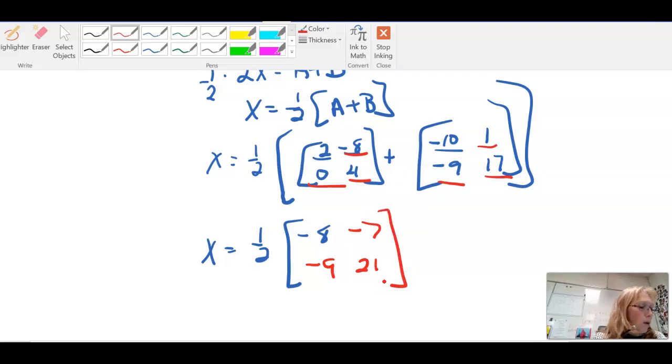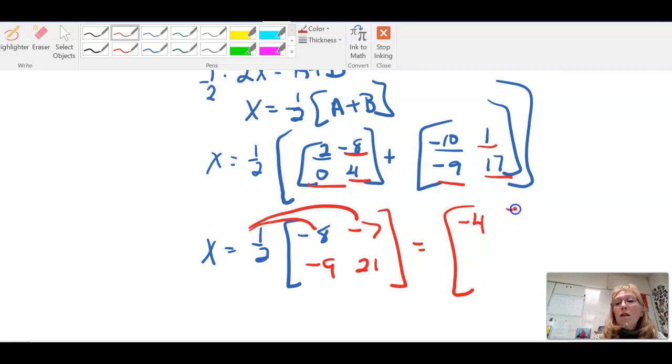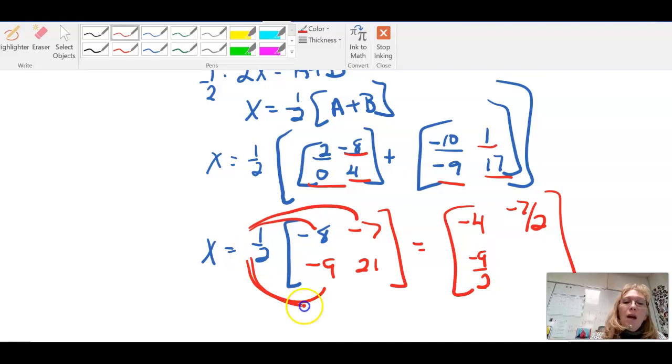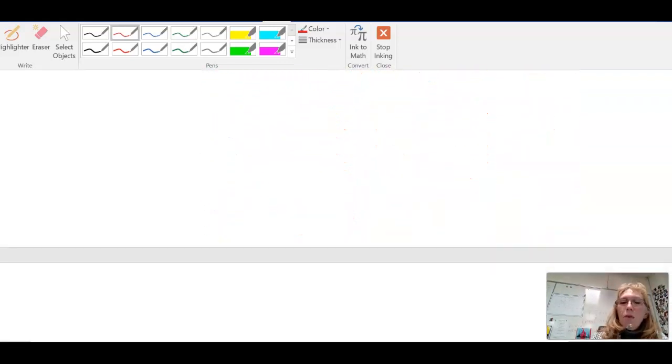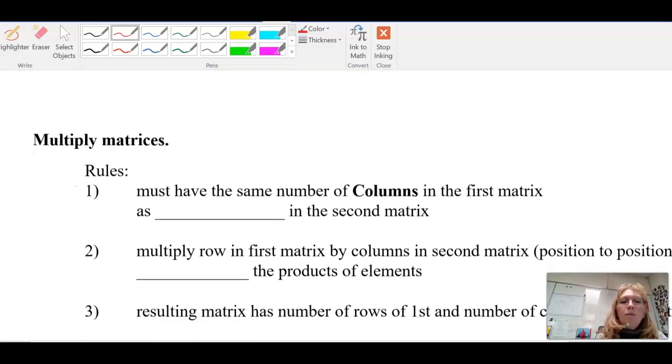Now I have to take all of these times 1/2. So 1/2 times negative 8 is negative 4. 1/2 times negative 7 is just literally negative 7/2. 1/2 times negative 9 again does not divide, negative 9/2. And 1/2 times 21, 21/2. And you can leave them that way, or you can change them to a decimal. I do not care. Whichever way works best for you.